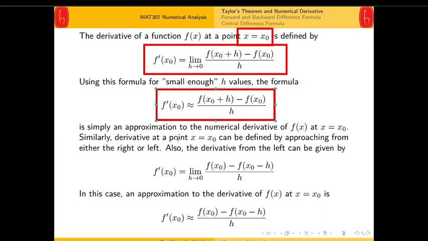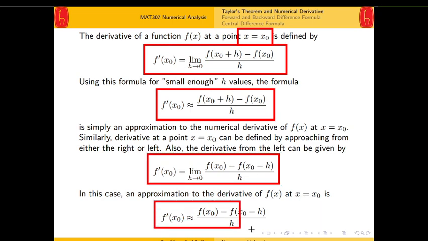Similarly, the derivative at the point x equals x naught can be defined by approaching from either side, from the left or right. So this is also an equivalent formula for the derivative. If we use this formulation and still have small enough h values, then this approximation will still give us an approximation for the derivative of f at x equals x naught.